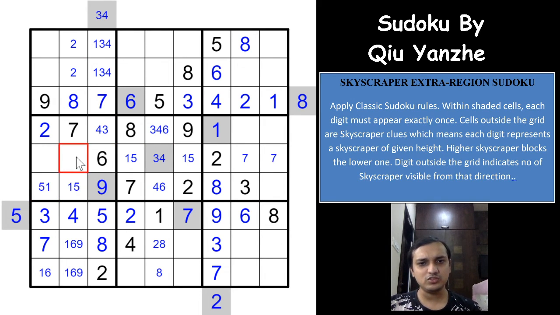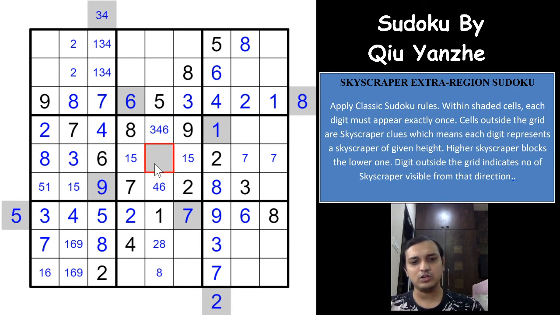Right. So the 3 digits are 4, 3 and 8. Right. And because of the 8, you get an 8 here. And because of the 4, you get a 3 here, a 4 here. And because of the 3, you get a 4 here. And that gives you a 3 here.